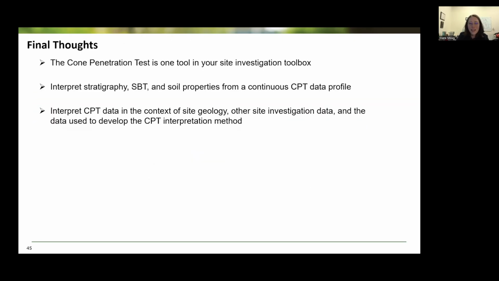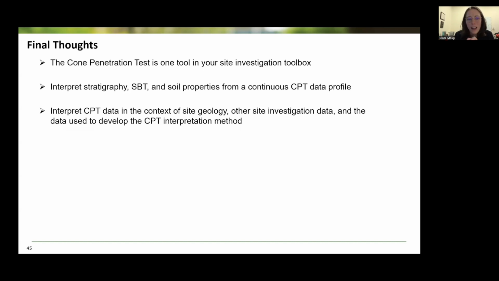So, final thoughts on the cone penetration test. It is one tool in your site investigation toolbox. You want to understand the advantages and limitations of any tool in your toolbox and evaluate those all and how they work together in order to interpret the needed properties, stratigraphy, and subsurface conditions for your site and your project.